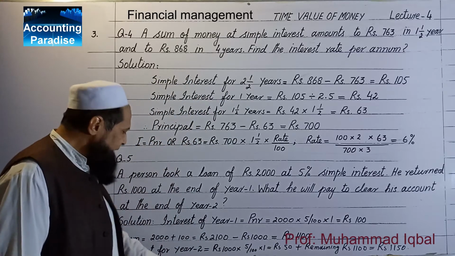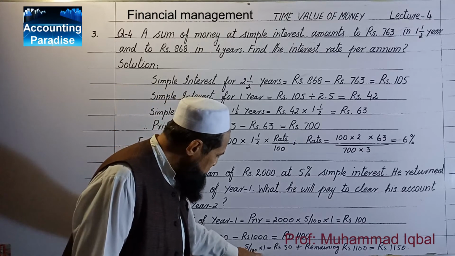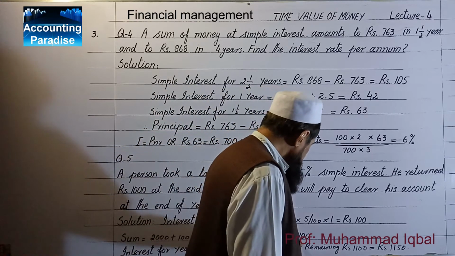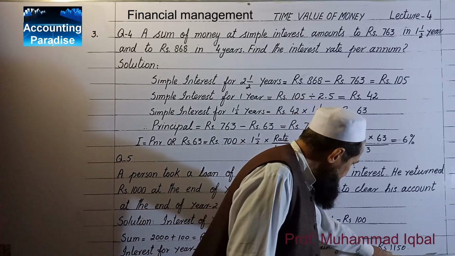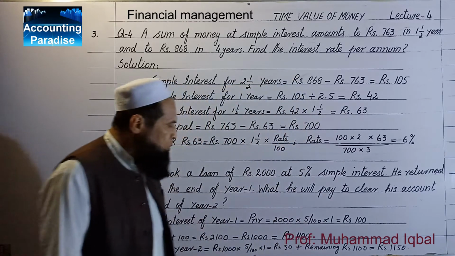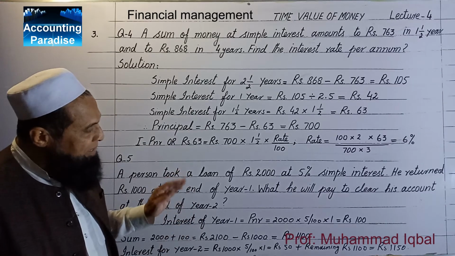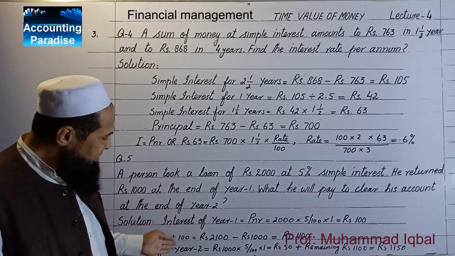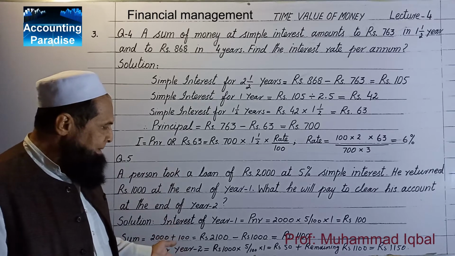The interest for the second year is equal to 1000 into 5% into 1, which is equal to 50. The remaining amount is 1100 plus 50 rupees. It will be repaid, 1150. Because no interest is calculated on the accrued interest of the previous year. Only the interest will be calculated on the principal amount in case of simple interest.